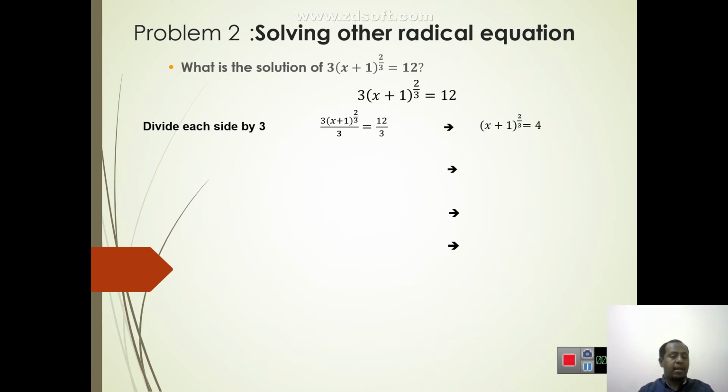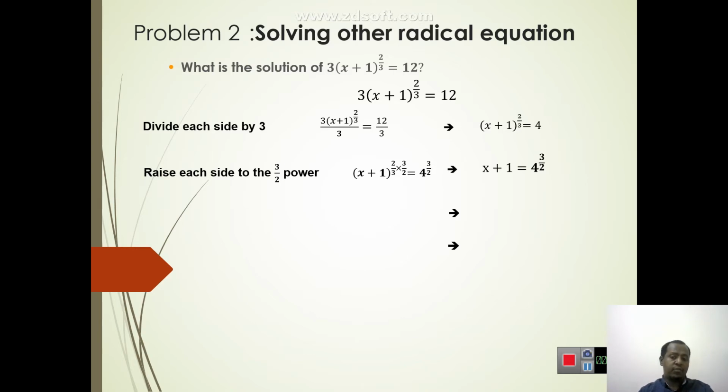The next step will be I have to eliminate the radical exponent. In order to eliminate the radical exponent, I have to multiply the radical exponent by its reciprocal. That means I have to raise each side to the 3 over 2 power. This is just to eliminate the radical exponent. Then I will get x plus 1 is equal to 4 to the power of 3 over 2.